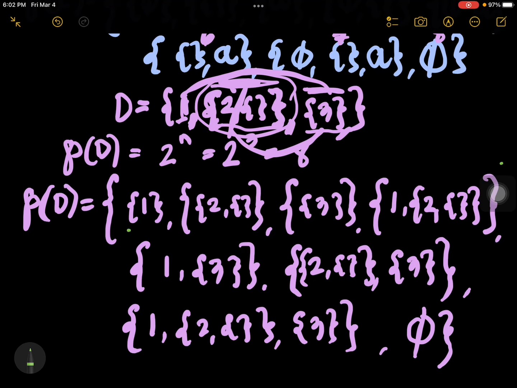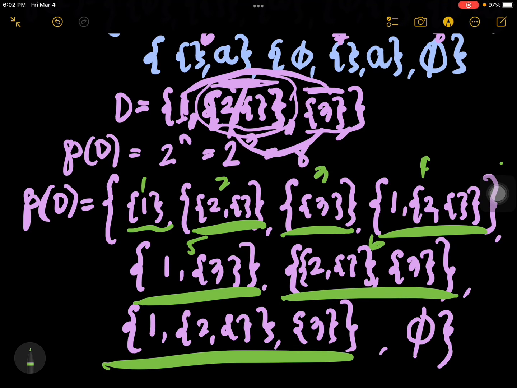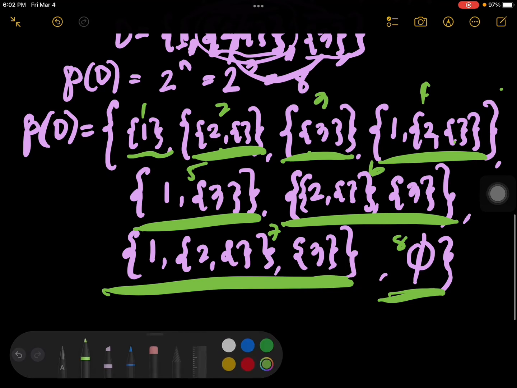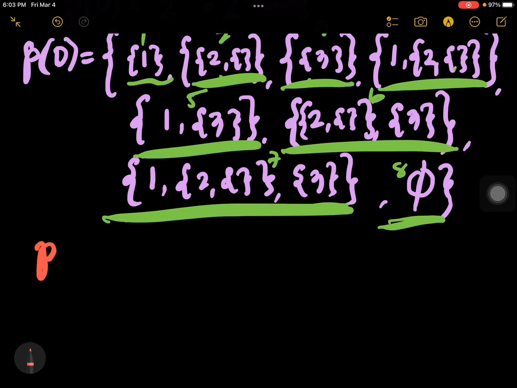So let's try to count. 1, 2, 3, 4, 5, 6, 7, and 8. Perfect. So again, it's individual, and then you have by twos. After by twos, you have the whole set, and then the null set. So this is power set. Okay, let's have another example, the last example for you.